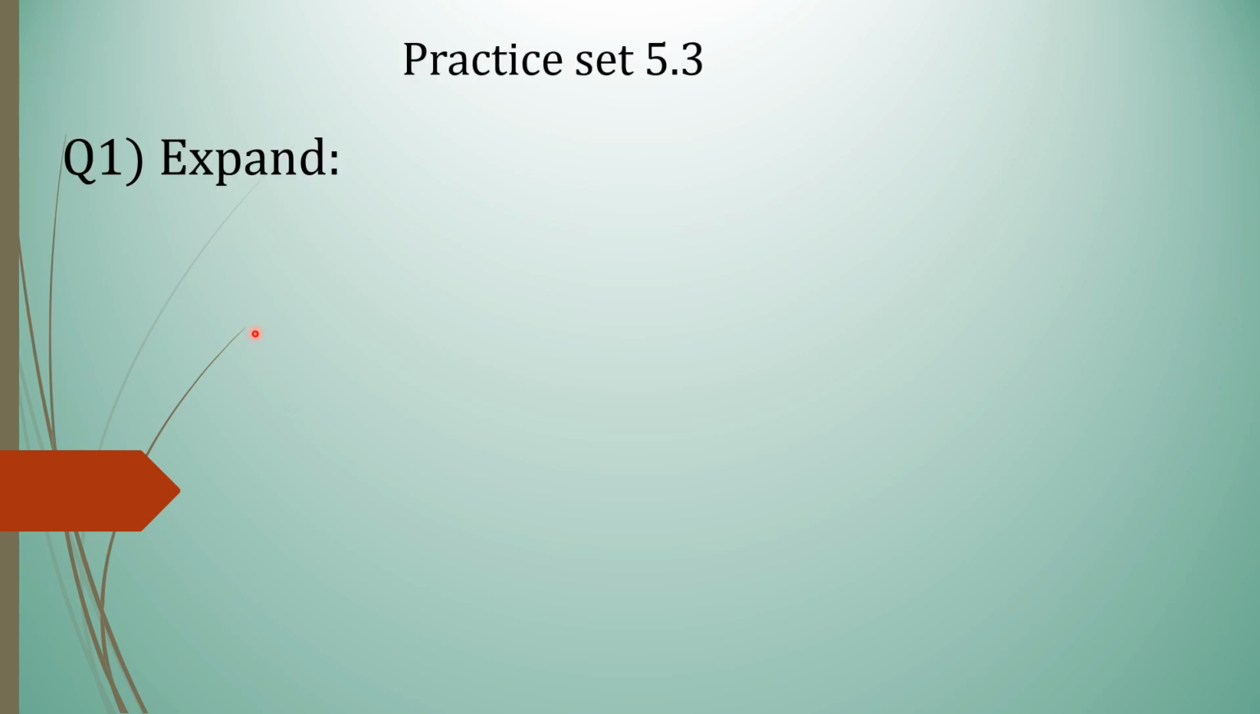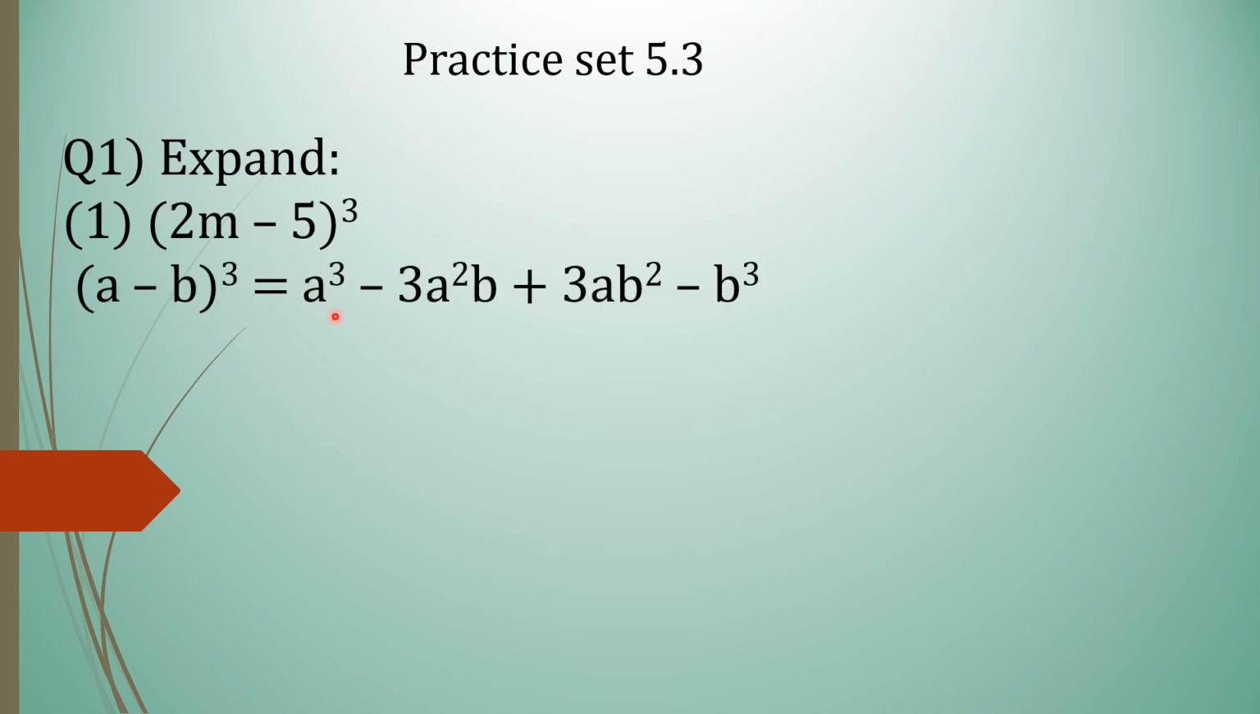Now what is the first question, students? Expand. What is given? (2m - 5) the whole cube. So here, students, we are going to use the same formula, that is (a - b) the whole cube. So the formula is a cube minus 3a square b plus 3ab square minus b cube. So here our a term is nothing but 2m and b is 5. So we will just put 2m in place of a and 5 in place of b.